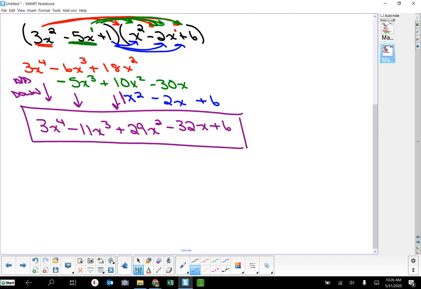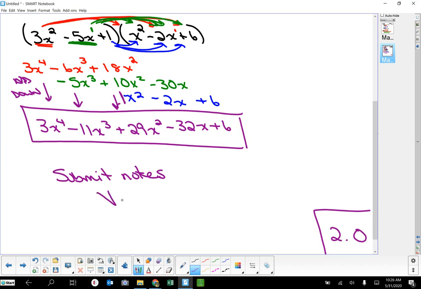Okay, so you're going to see a combination of these. Don't forget in the bottom of your notes to put 2.0 down there. All right, and you're going to submit your notes. And then there's going to be a varsity assignment.